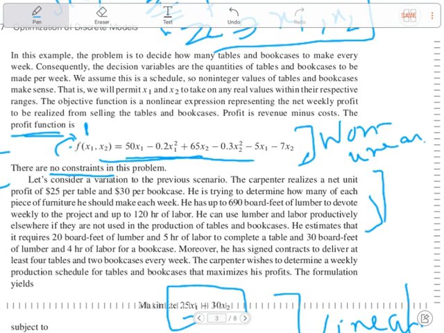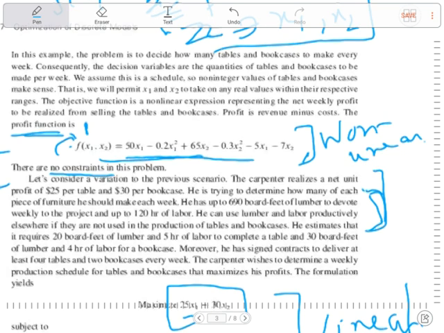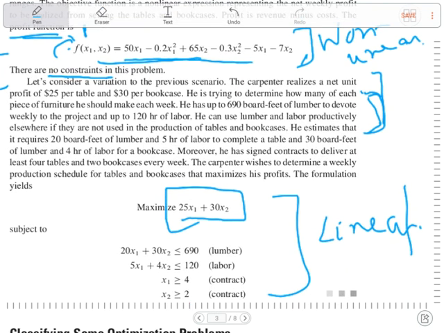So this needs to be maximized, if x1 and x2 are considered to be the number of tables and bookcases per week. Okay, now the resources which he has in hand put some restrictions on his production. So 690 is the material, 690 board feet, and 120 is the labor, 120 hours. He can use lumber and labor productively as well. So that means these are the maximum limits.